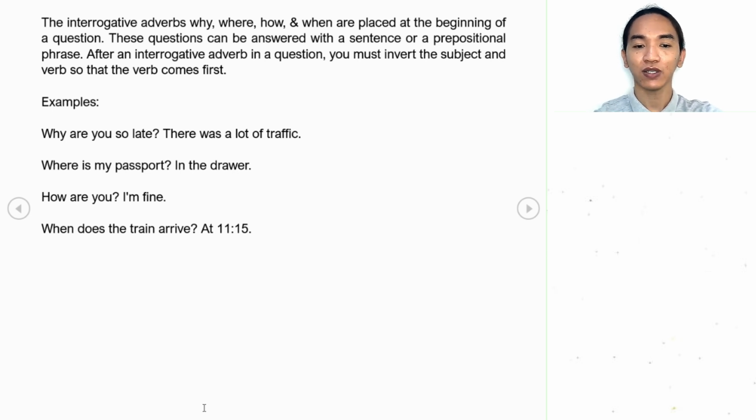Very good. Next one, how are you? Okay. What is your interrogative adverb? It's how. All right. Now, how can be diverse in meaning, but we will find out later on. Next, when does the train arrive? At 11:15. So your interrogative adverb here is when. It asks about time. Okay, very nice. So please take a look at your question forms here. The WH questions are also known as your interrogative adverbs.